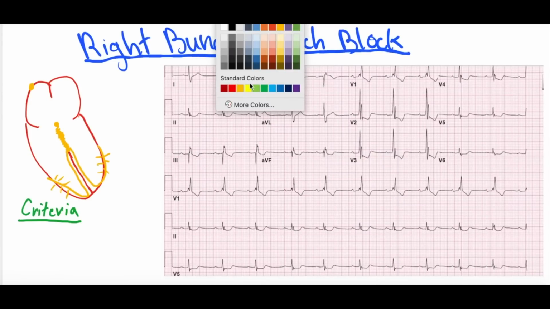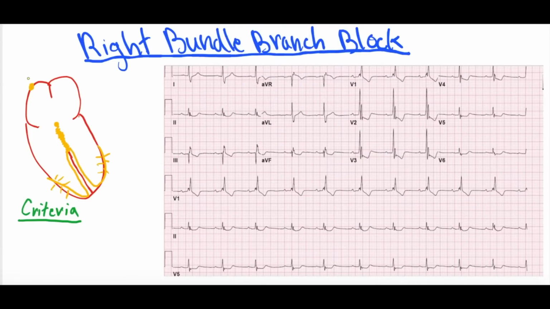So I drew what is a poor version of a heart over here. Let me label this. This is the SA node. Here's our AV node. Here's our bundle of His. Here is our left bundle branch and right bundle branch. So what is a right bundle branch block? Like it sounds, it's where this right bundle, for whatever reason, does not conduct and depolarize the myocardium around it the way it should.